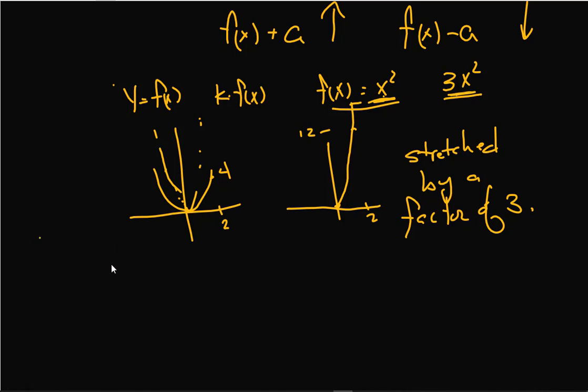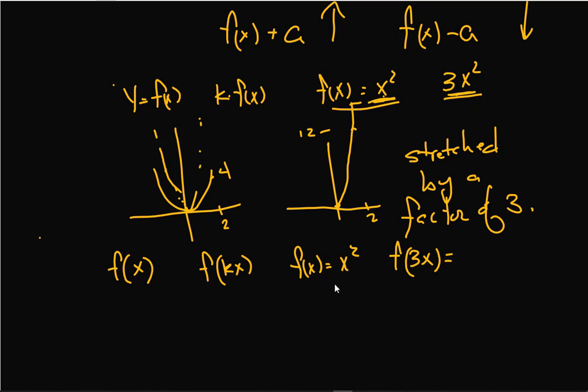Okay, now what if we consider something like this? f of x compared to f of kx. So what does that do? We already considered adding something to the argument. What if we multiply? So for example, again, suppose we have f of x equals x squared, and we think about what is f of 3x, like that? What's the relationship of the graph of this to this?